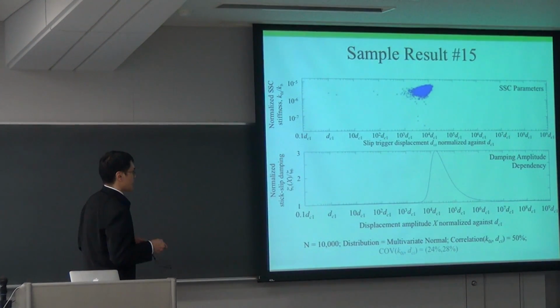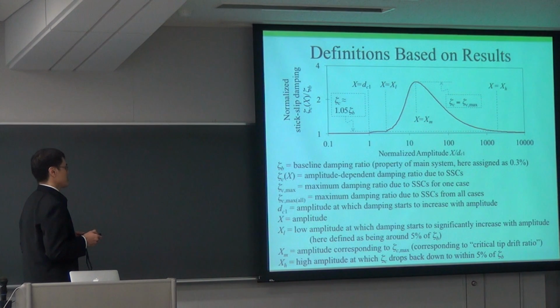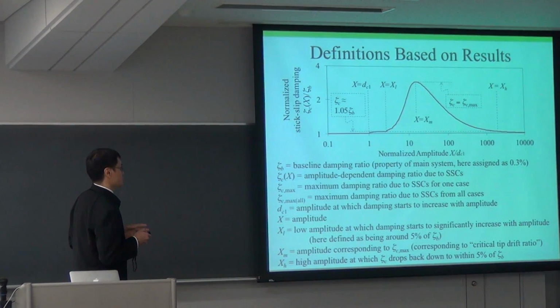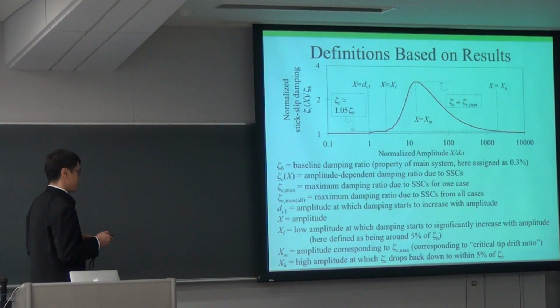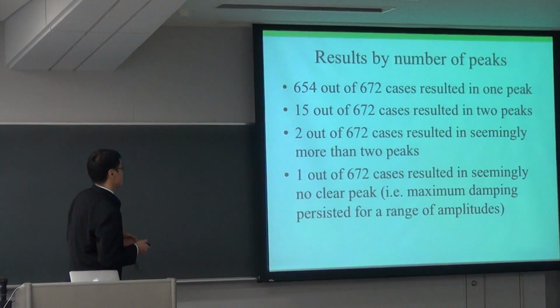But in this regard, I wanted to define another quantity. I call it XL, where if DC1 is when damping starts to increase with amplitude, XL is when damping starts to significantly increase in amplitude. So I'll be using that just to describe a few plots later on.